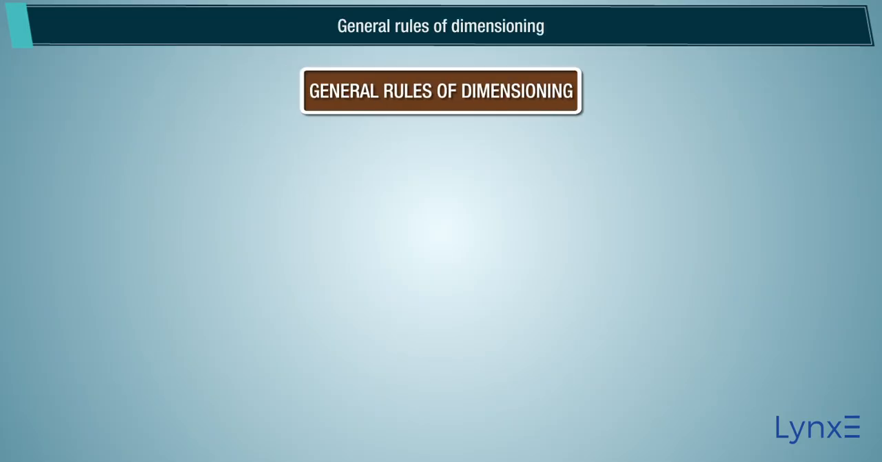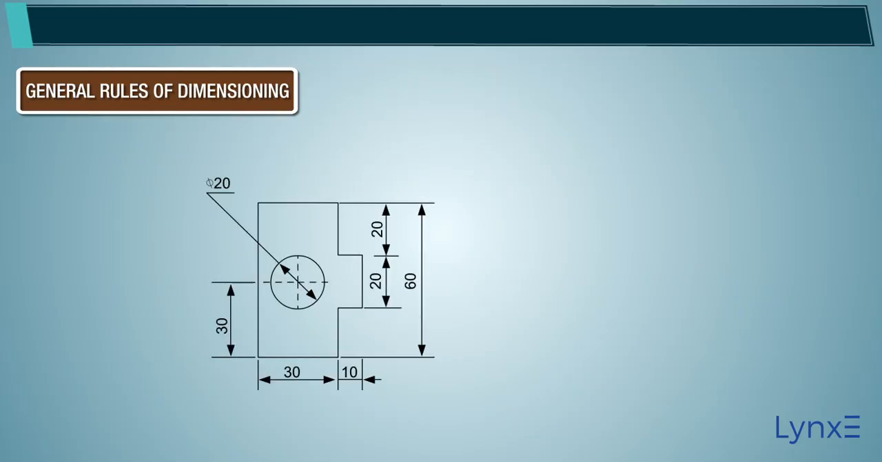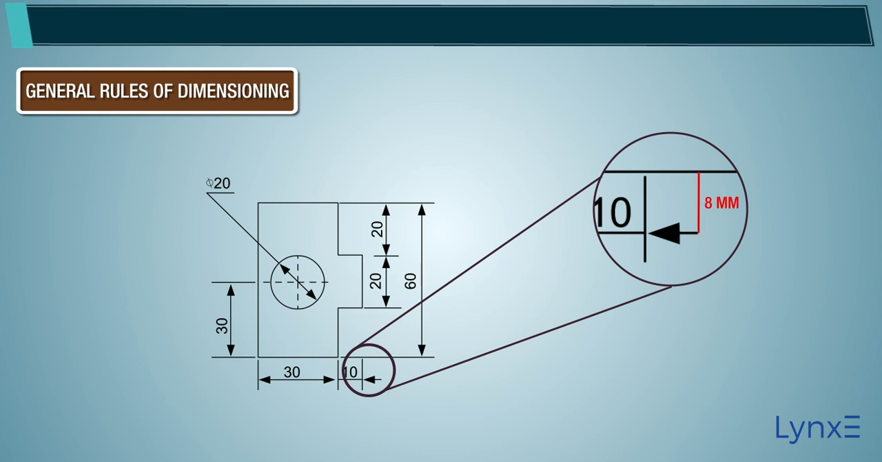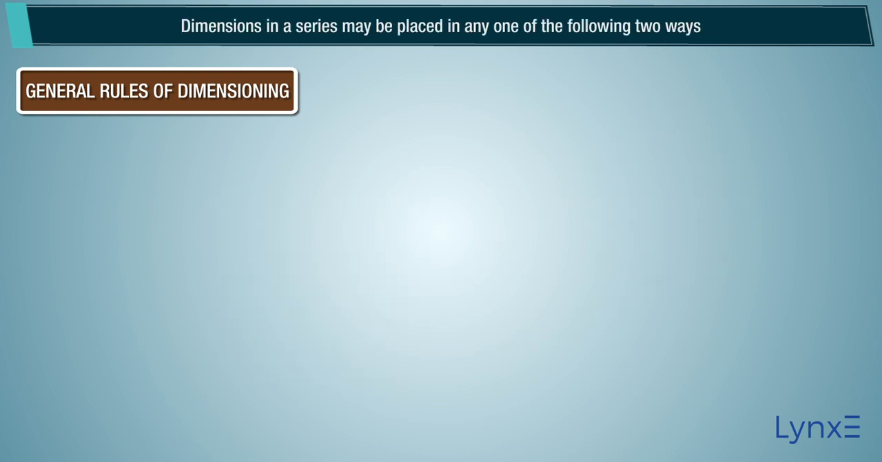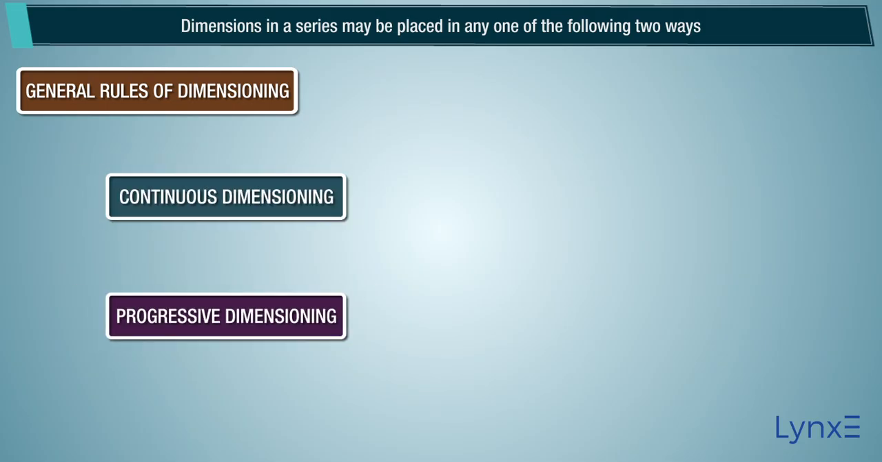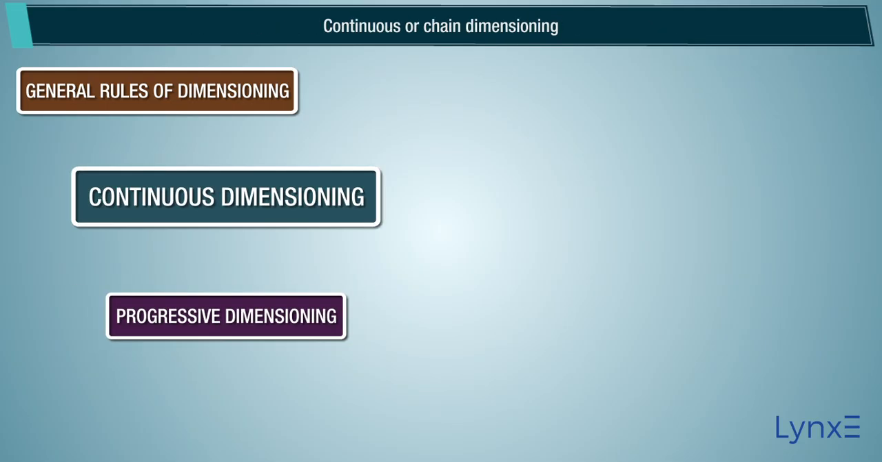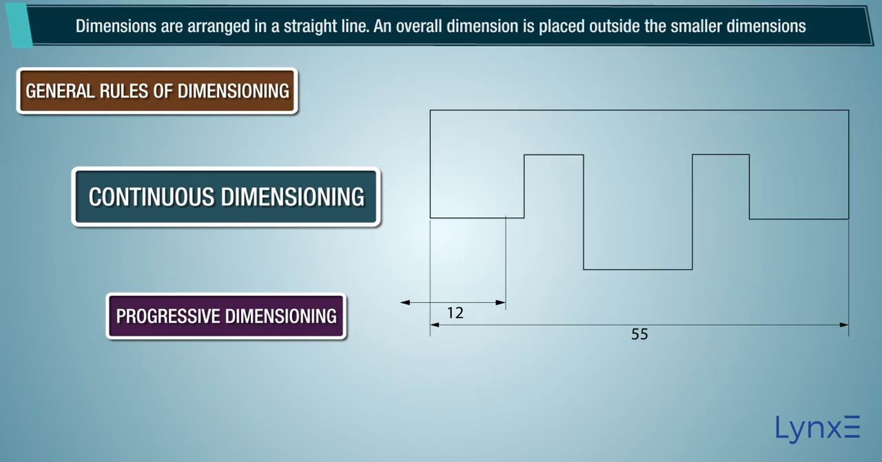General rules of dimensioning. Dimension lines should be drawn at least 8 mm away from the outline. Dimensions in a series may be placed in any one of the following 2 ways: continuous or chain dimensioning. Dimensions are arranged in a straight line. An overall dimension is placed outside the smaller dimensions.